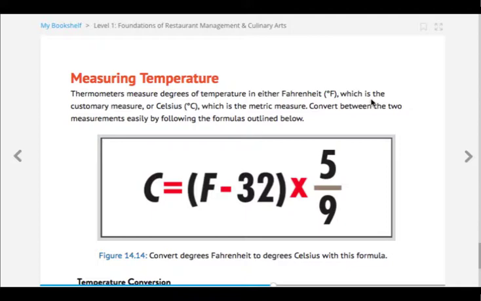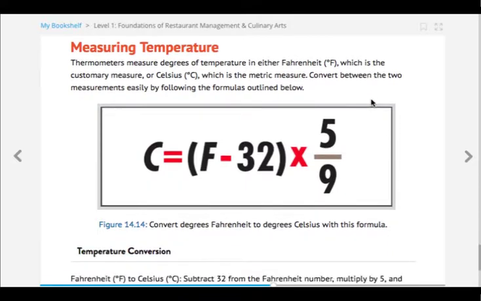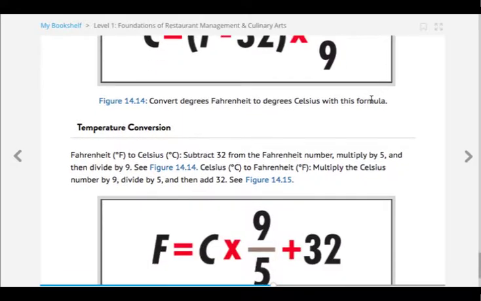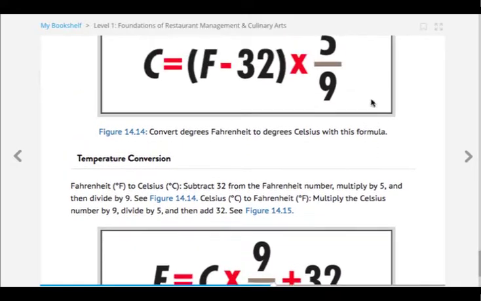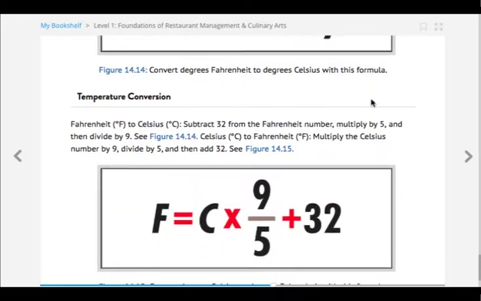Alright, so measuring temperature. Thermometers are used to measure temperatures either in Fahrenheit or Celsius. And a lot of our cooking recipes that we find in America are going to have Fahrenheit. There may be times when you do need to convert, and if you do, there's a little formula here to follow the conversion, if you need to convert Fahrenheit to Celsius and Celsius to Fahrenheit, etc.